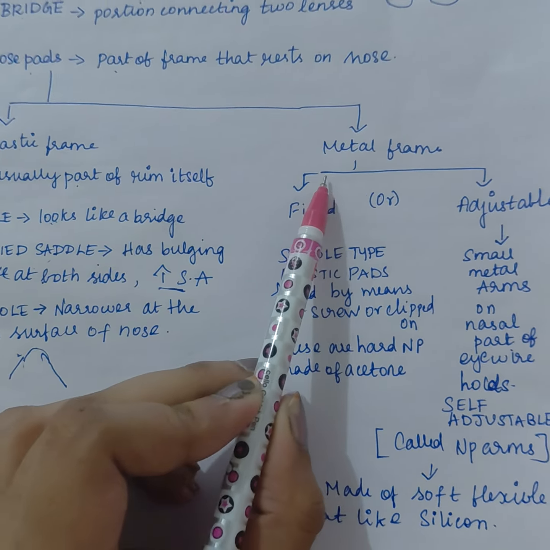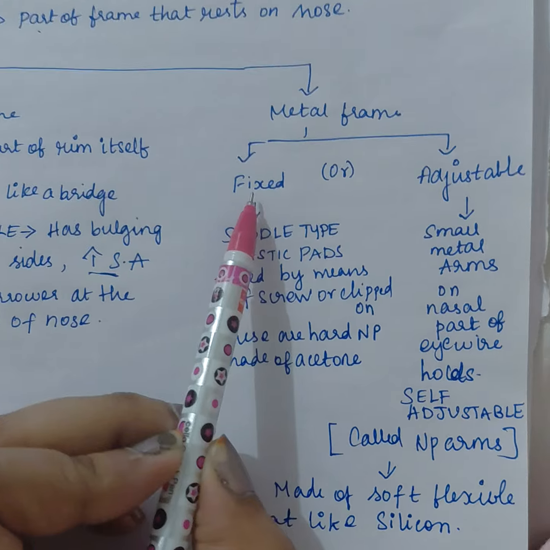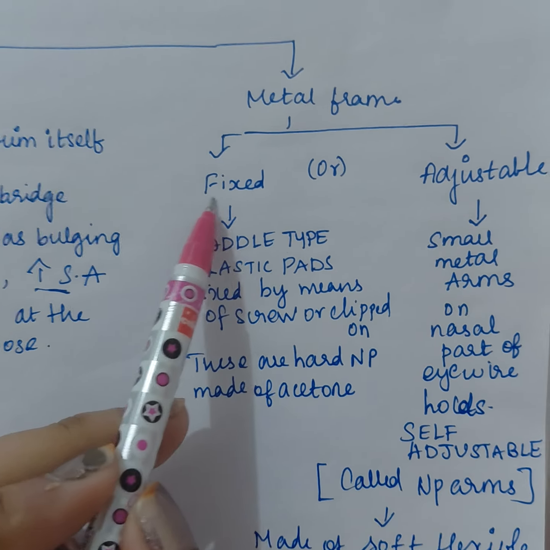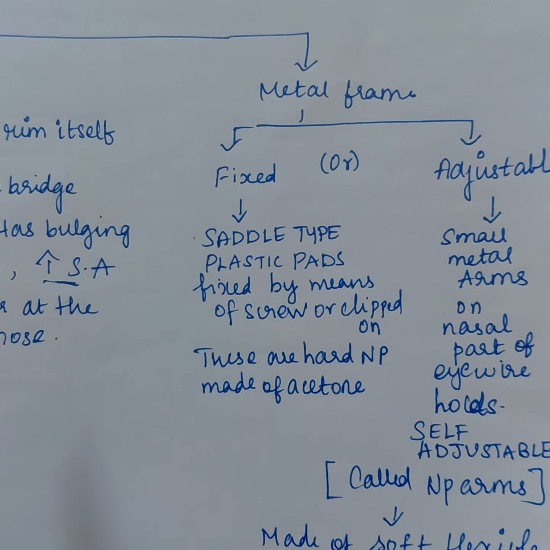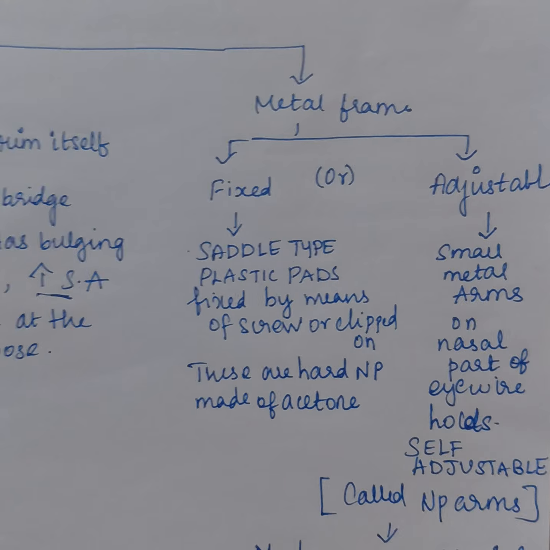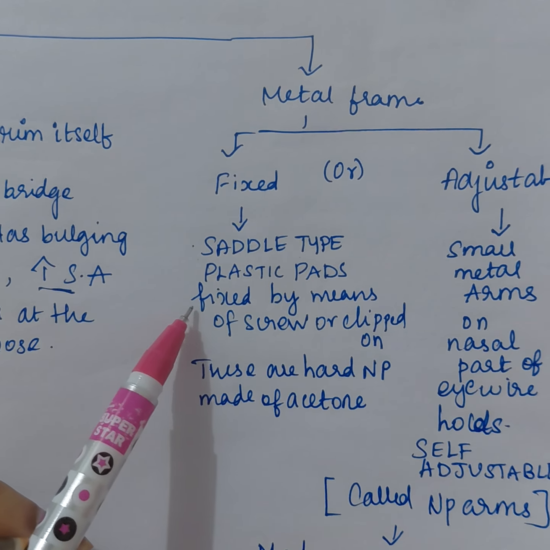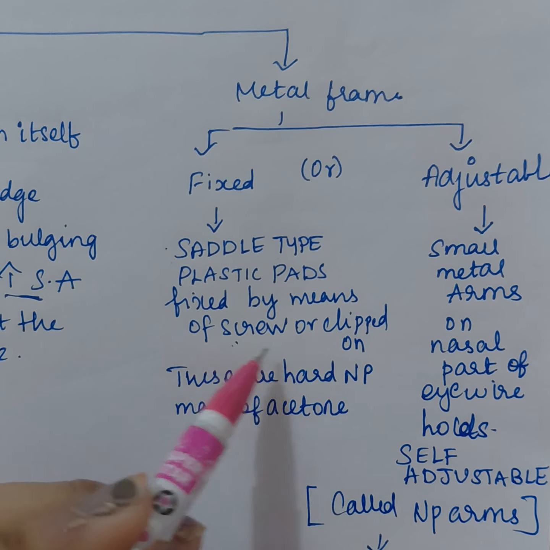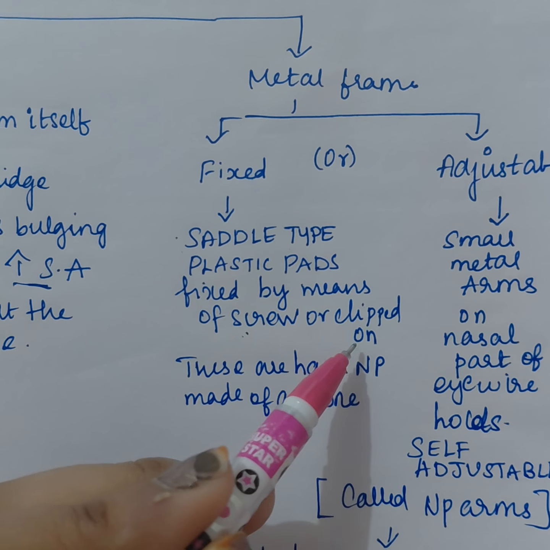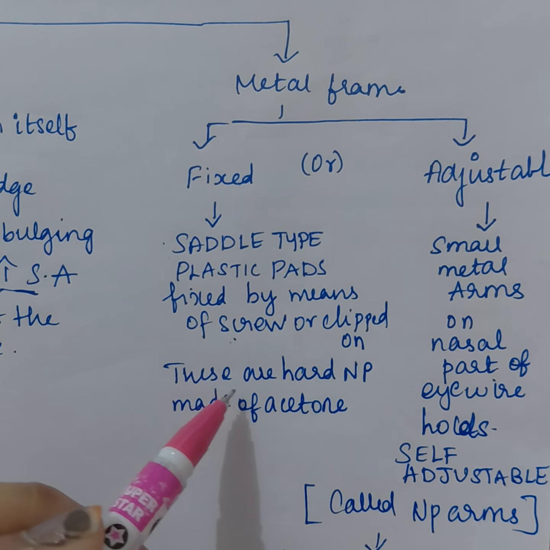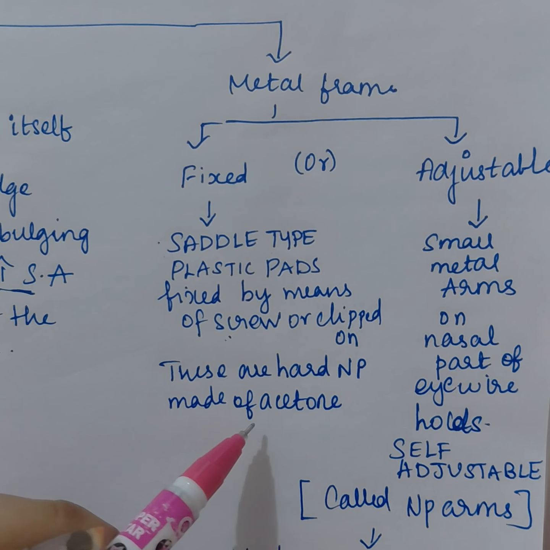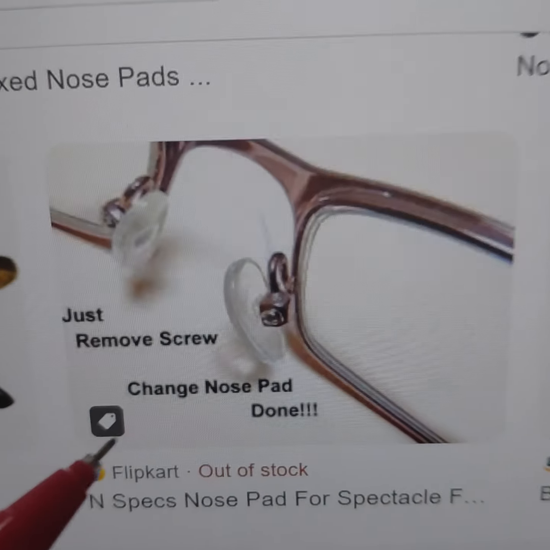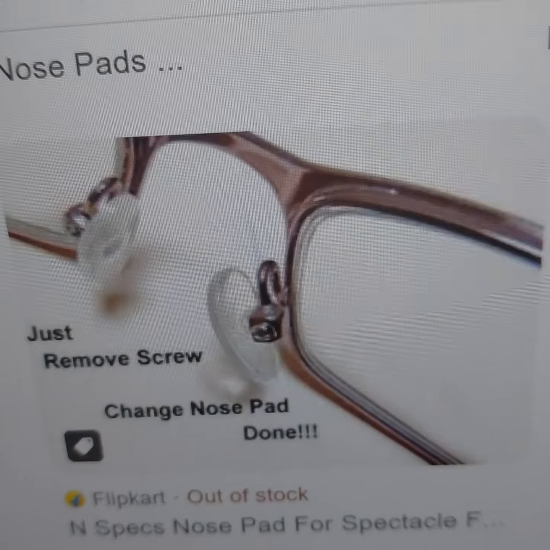In the metal frames, the nose pads can be either fixed or adjustable. If it is fixed, there are saddle type plastic pads, which are fixed by means of a screw or clip. It can be clipped on. It is a hard material which is made of acetone. The plastic pads are attached by the screw.